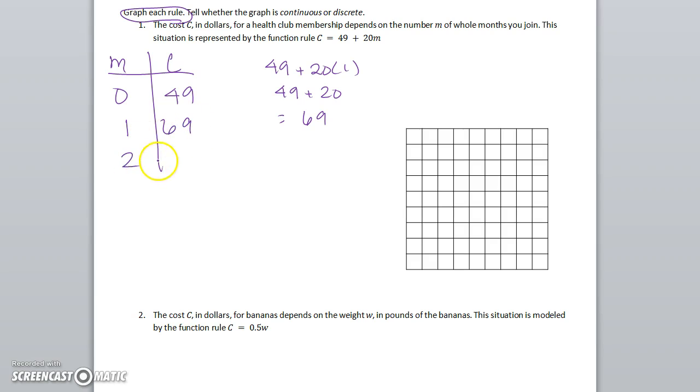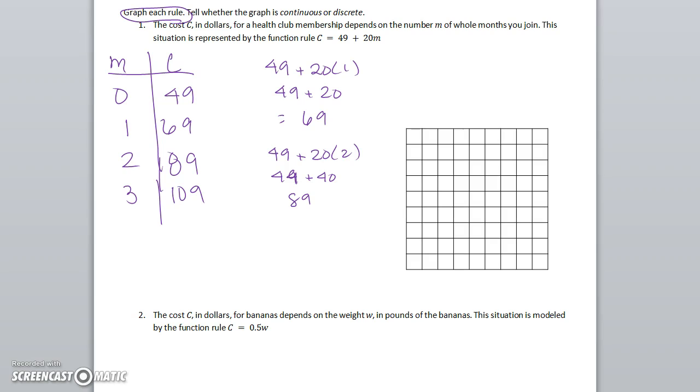Then after my second month, I'm going to add another 20 to that. So 49 plus 20 times 2. 49 plus 40 is 89. And then you should kind of start seeing a little bit of a pattern. It's 20 times a month, so it's $20 per month, and for the third one I'm going to add another $20. I have 109. From here, I believe we can graph it.